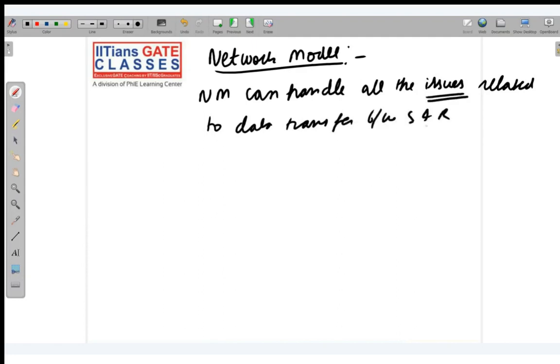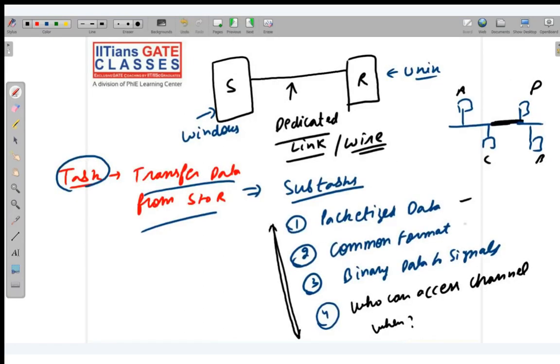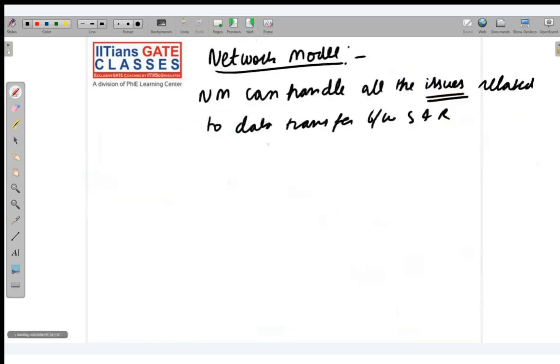So what are the issues? I have told you: packetize the data, common format, binary data to signals, who can access the shared channel when, and so on. Like this, there are multiple subtasks, and in the computer network subject, we will study all of these one by one. Of course, there are many; I cannot list them all at the same time. Slowly we will dig deep into the subject and get more clarity. So basically we need a network model, and the network model can handle all the issues related to data transfer between sender and receiver.